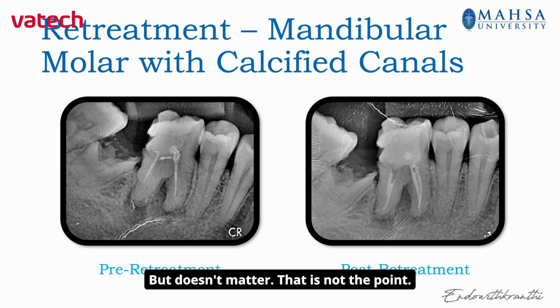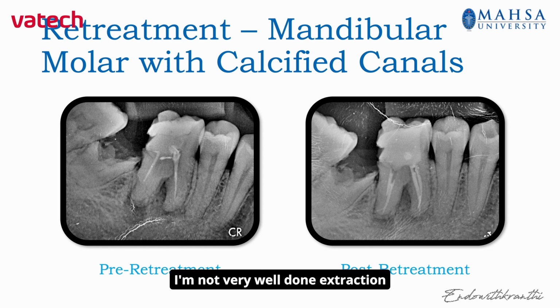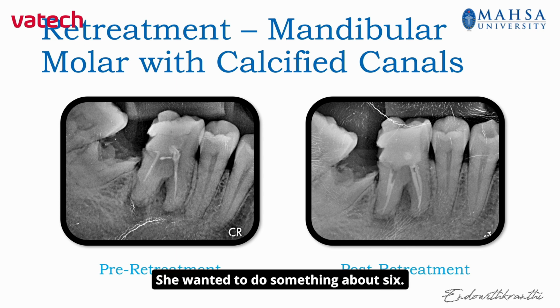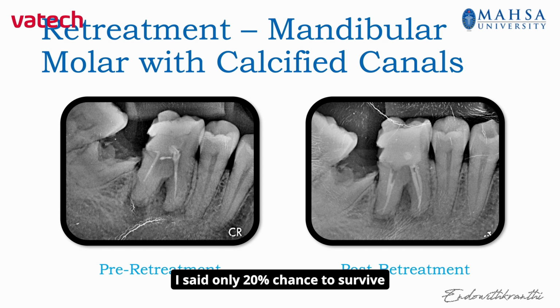So this is one more case. You see the radiograph on the left, you can see that there is a very highly calcified canal, right? So this patient comes to me, of course there is a not very well done extraction of the 7, but the patient was not bothered about 7, she wanted to do something about 6, right? So this patient comes to me, referred from somebody, and I said, very poor prognosis. I gave the patient, you won't believe, 20% chance, not even 50. I said only 20% chance to survive, hoping the patient will say, okay, I don't want. But unfortunately, the patient said, okay, I'll give it a chance.